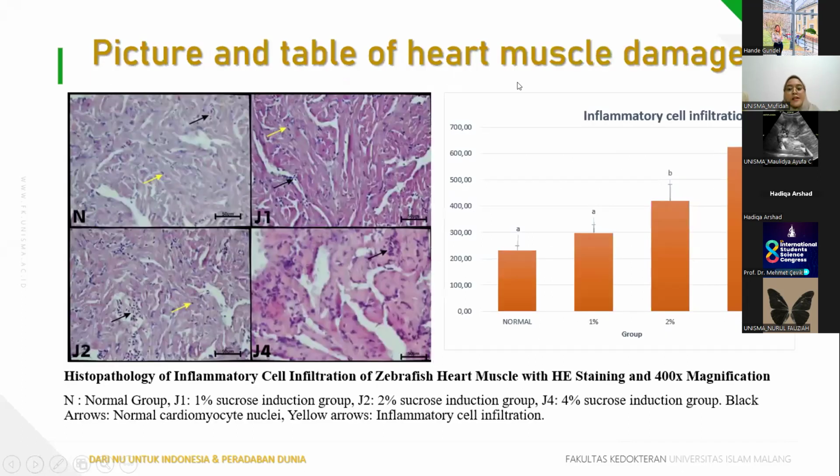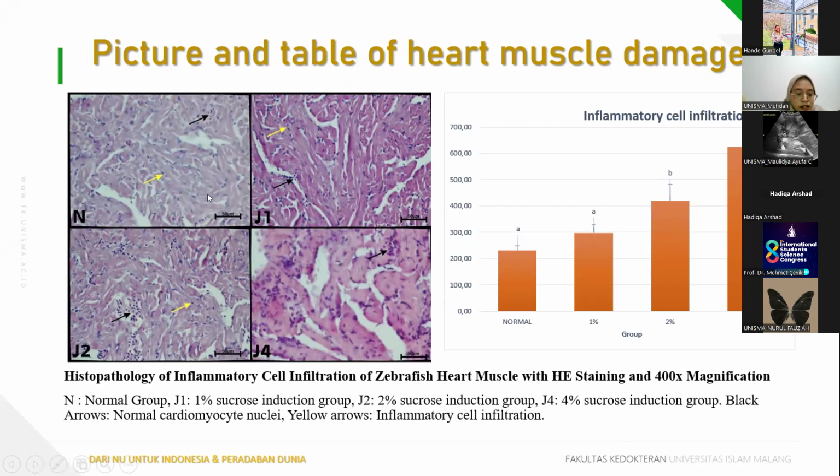Picture and table of heart muscle damage. Histopathology of inflammatory cell infiltration of zebrafish heart muscle with HE staining and 400 times magnification. In the figure, it was found that the number of inflammatory cell infiltrations in the 4% induction group increased significantly when compared to the normal group or the 1% and 2% induction groups.